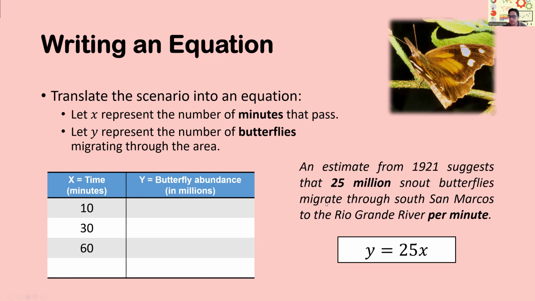If you look at this equation that I have written down here, y equals 25, that 25 is really 25 million. I just left off the million part, but times the number of minutes. So if I take 25 times 10, that's 250 million butterflies that have flown through the area. In 30 minutes, all I have to do is 25 million times 30, and I get 750 million butterflies that have flown through that area. And then in an hour or 60 minutes, all I have to do is 25 times 60, and that equals 1,500 million butterflies that have flown through that area.